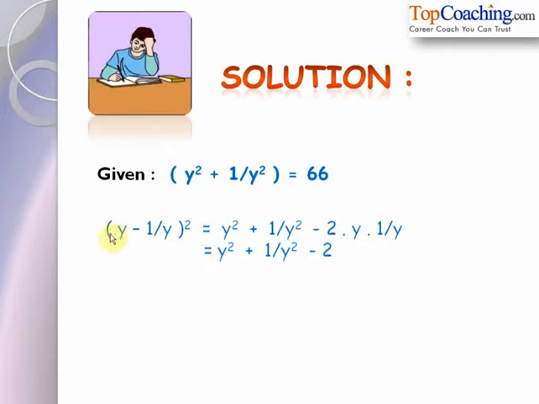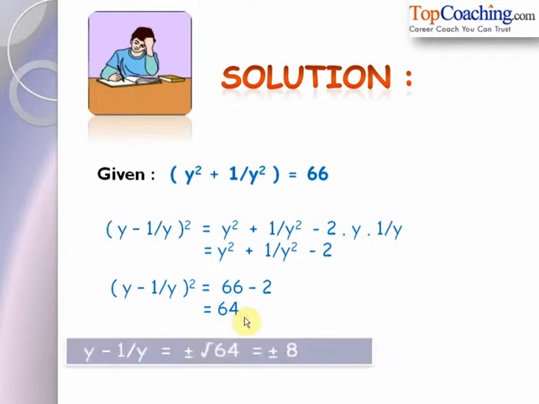Now we can write (y − 1/y)² equal to y² + 1/y² − 2 into y into 1/y. Y and 1/y get cancelled, and what we get is y² + 1/y² − 2. Therefore, the value of (y − 1/y)² is equal to y² + 1/y² − 2. Now we know the value of y² + 1/y², which is equal to 66. Therefore, we can write (y − 1/y)² equal to 66 − 2. Now 66 − 2 is nothing but equal to 64.